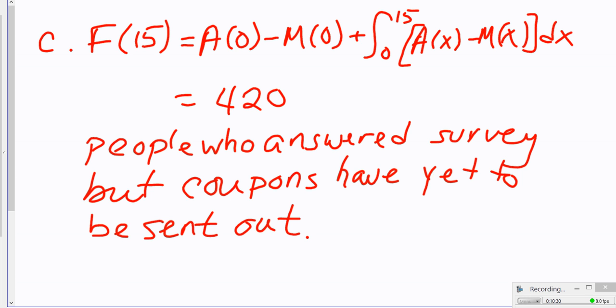In part C, you can see that we have to bear in mind that we already are looking at a rate. So we are finding f of 15 here, and so we are just putting in 15. We start with our initial amount. Our initial amount was 100, and then we add on the difference between the two, the ones that are coming in and the ones that are going out. And so there are 420 people who answered the survey, but their coupons have yet to be sent out.